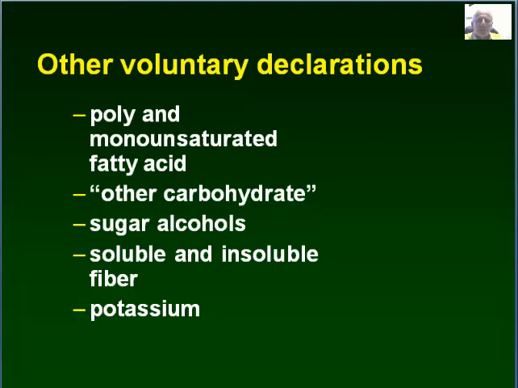Other voluntary declarations: poly and monosaturated fatty acids, other carbohydrates, sugar alcohols, soluble and insoluble fiber, and potassium. Potassium is actually now required. It's no longer voluntary. It has to be on the nutrient label.